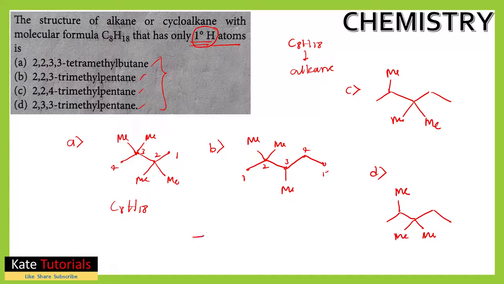Here you should understand that Me, methyl, is nothing but CH3, right? I haven't written it out, I have just written methyl everywhere: methyl, methyl, methyl, methyl. So let us see what is primary, secondary and all.